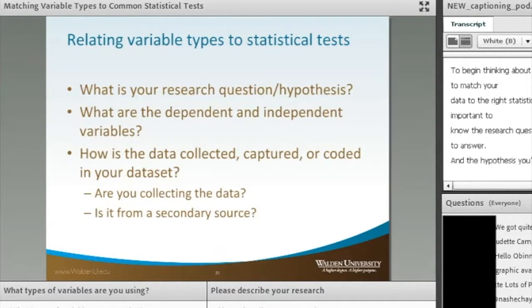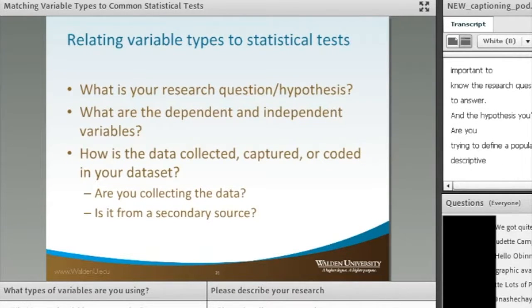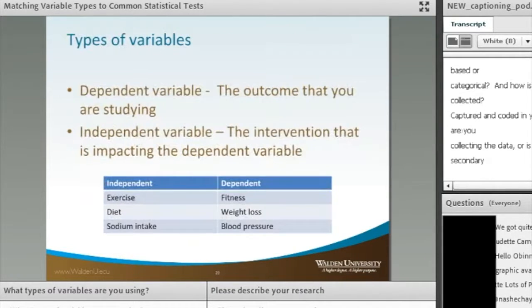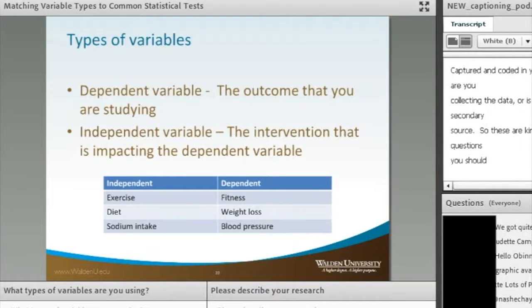Are you trying to define a population using descriptive statistics? Are you testing for differences between 2 or more groups? Are you testing for relationships between 2 or more variables? Or are you comparing frequencies using non-parametric measures? What are the dependent and independent variables? And are these measurement-based or categorical? And how is your data collected, captured, and coded in your data set? And are you collecting the data, or is it coming from a secondary source? So these are the questions you should be asking as you're designing your study.